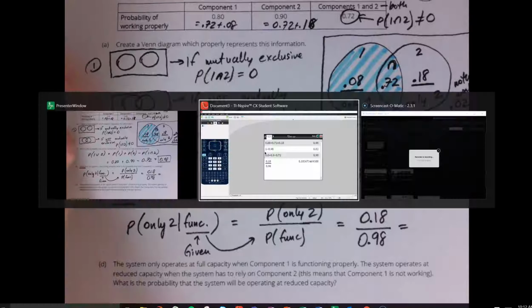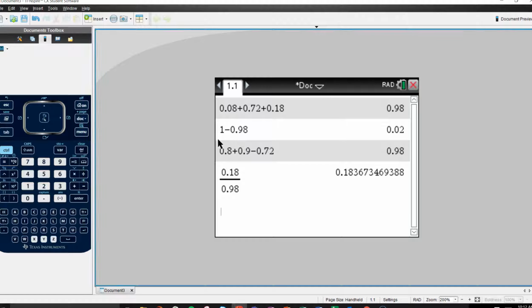And I just plug that into my calculator. I get 0.18 divided by 0.98. I'm going to round to 3 decimal places. So I get 0.184.